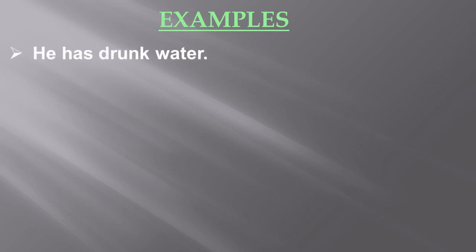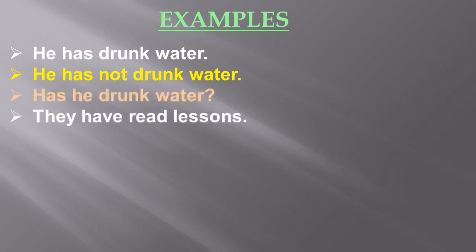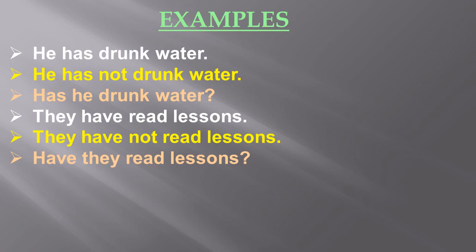Now let's see the examples. He has drunk water. Subject he, third person singular, so has. Now negative: he has not drunk water. Has he drunk water? Another example: they have read lessons. Now here the third form, that is past participle form of read, is spelled the same but pronounced differently. It is read, read, read. So they have read lessons. Now negative: they have not read lessons. Interrogative: have they read lessons? Now another example.